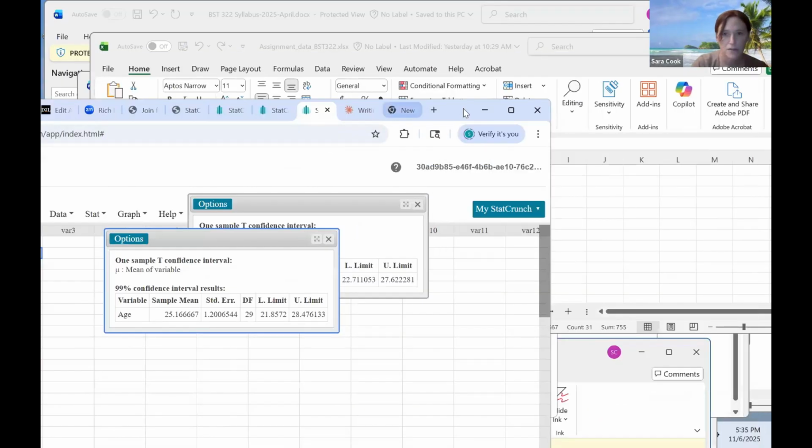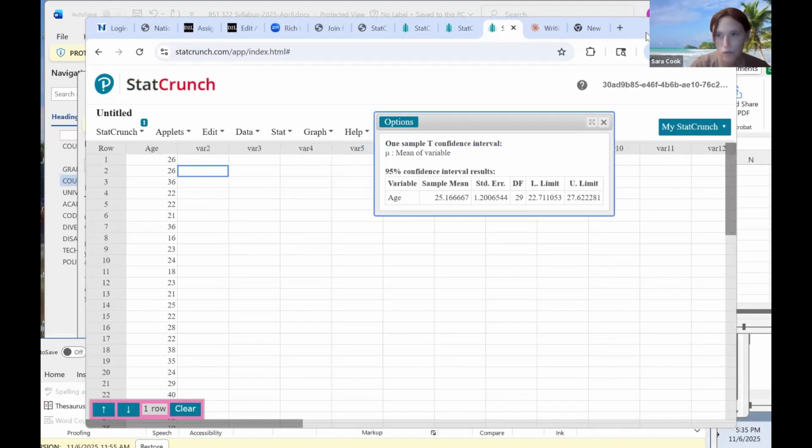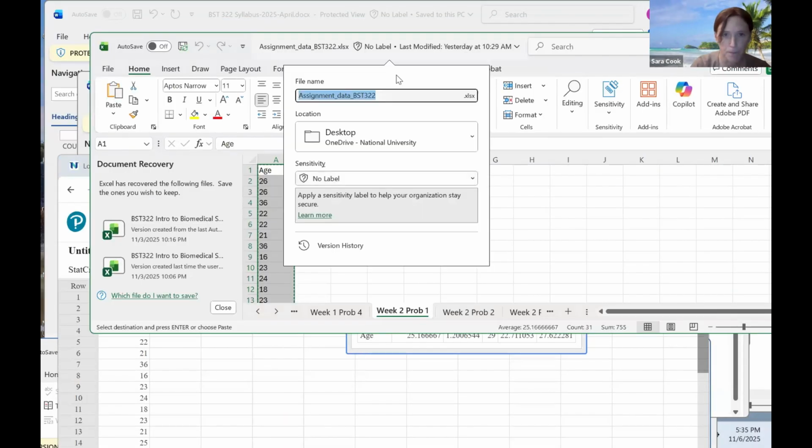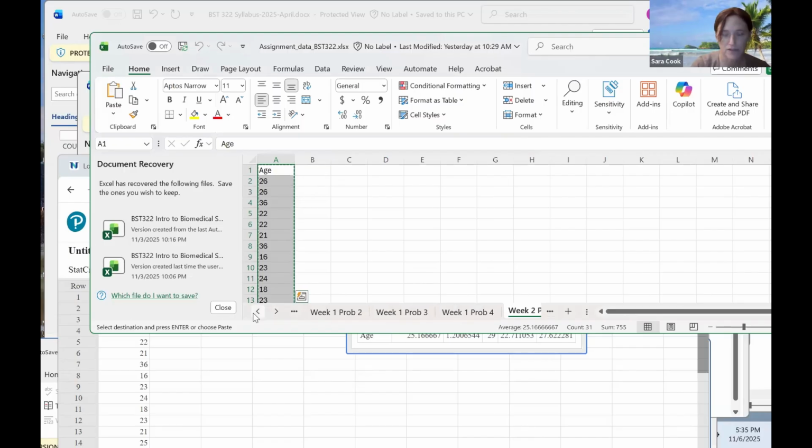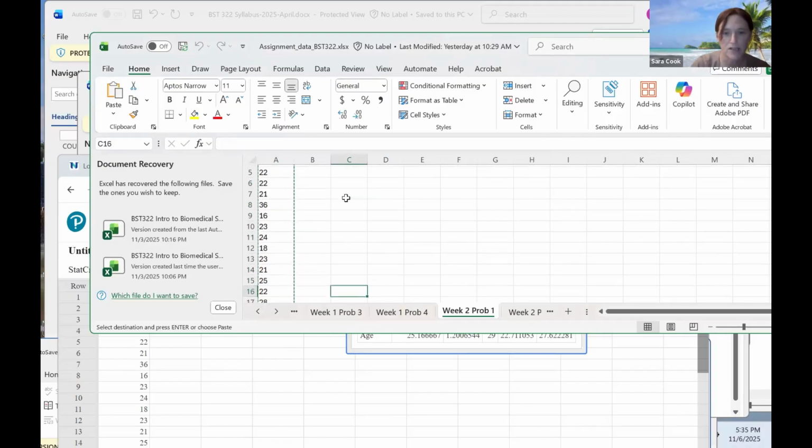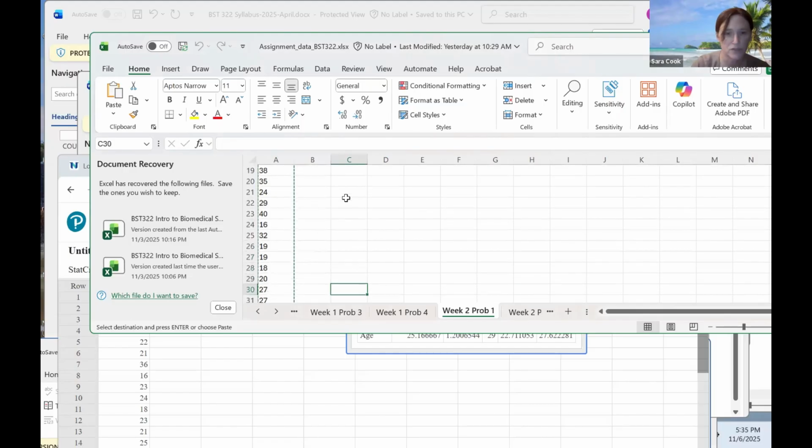Okay, so let's go on to the next one. I did want to show that the assignment data is all in that Excel file that I put in announcements, and so it's going to get a lot easier for you to cut and paste. So this one I did was week two, problem one. I had all the ages right there, and so I copied and pasted from there. It just makes it cleaner. I know from this one they were in two columns, and it may have given you some trouble.